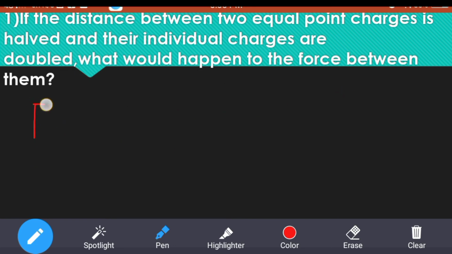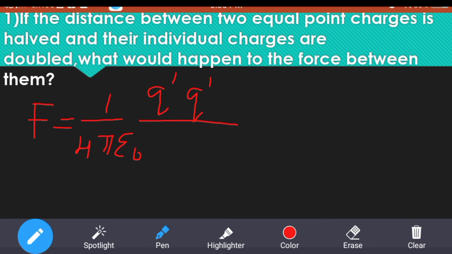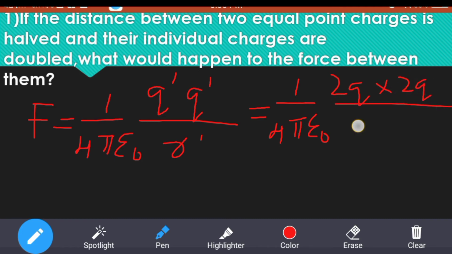Now let's see the new force. F is equal to 1 by 4 pi epsilon naught, with the new charge and new distance. So how can we rewrite this equation? That is 1 by 4 pi epsilon naught, 2q into 2q, upon r by 2 the whole square.